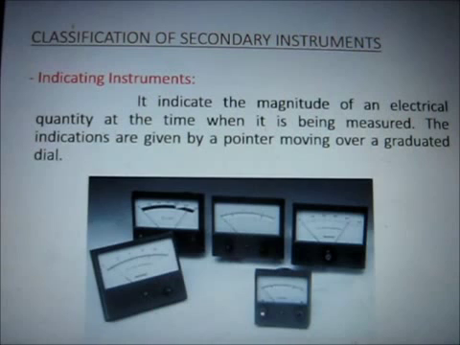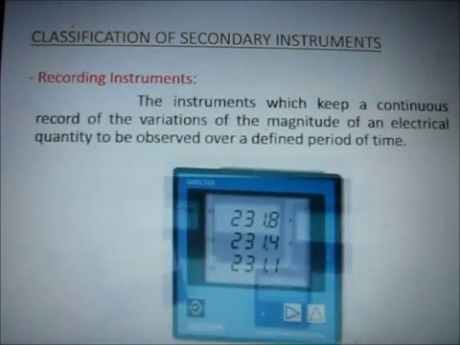First of all we'll talk about the indicating instruments. In this case we have a screen with several units of divisions, and the movement of the pointer indicates the measurement. It indicates the magnitude of the electrical quantity at the time when it is being measured. The indications are given by the pointer moving over a graduated dial, and this movement of the pointer through the dial gives the measurement. It is just like our wristwatch. The minute hand or the hour hand moving on the dial gives us the time. Simply, it is a type of indicating instrument.